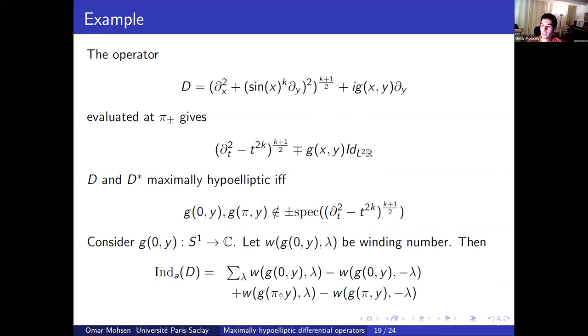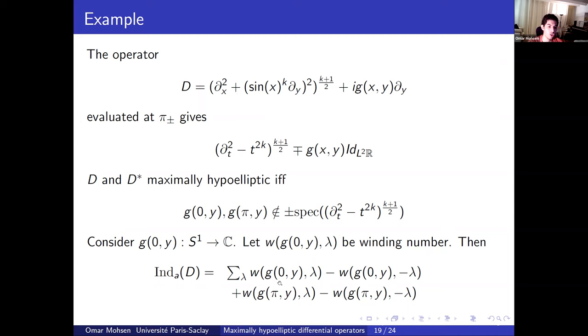The other point where sine x vanishes. How do you know that this sum is finite? G is bounded, so g is continuous, and the spectrum goes to infinity. It can wind around only finitely many elements in the spectrum. Yes. And g is, and this spectrum doesn't contain zero.